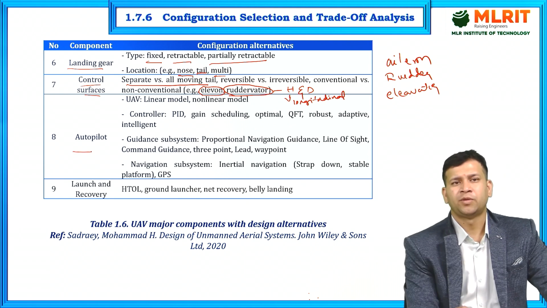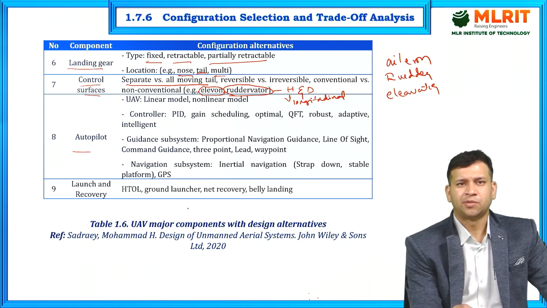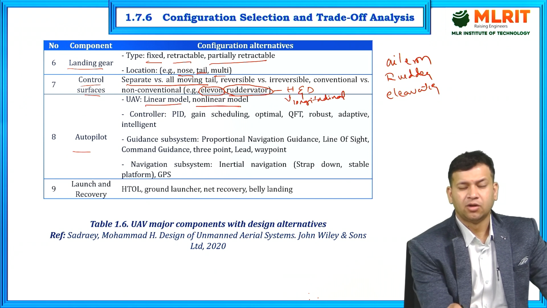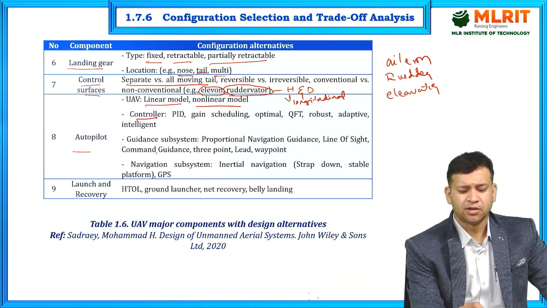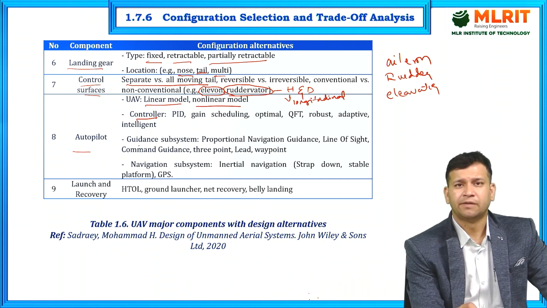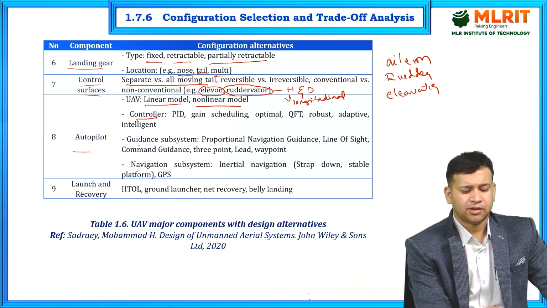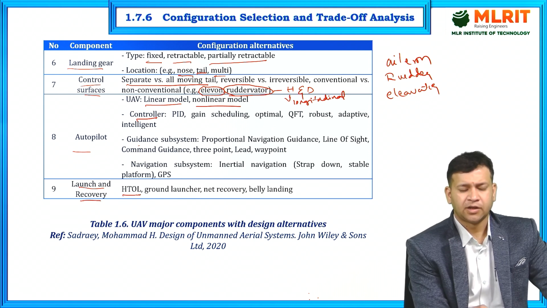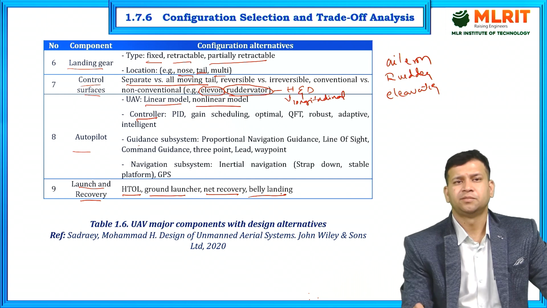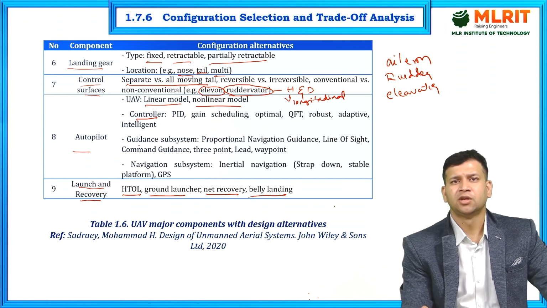Then we have autopilot systems. There are various autopilot systems available, and we can choose as per our designs. For example, linear model, non-linear model. Then we have controllers: PID, gain scheduling, QFT, robust. Then we have guidance subsystems and navigation subsystems. The last major component is launch and recovery, which is HTOL, horizontal takeoff and landing, ground launcher, net recovery, belly landing. These are the various launch and recovery systems which we use generally in unmanned air vehicle conceptual design.